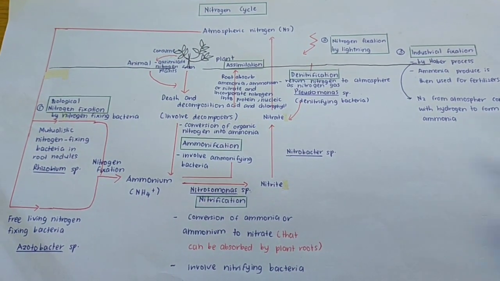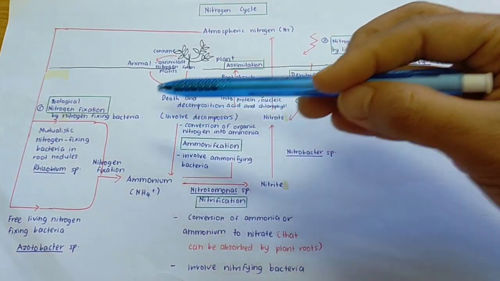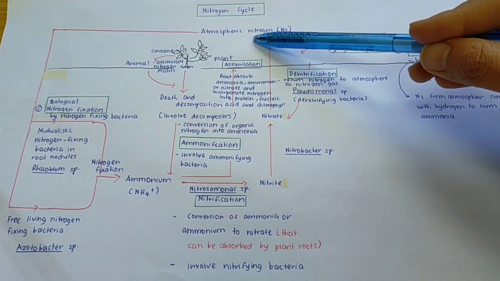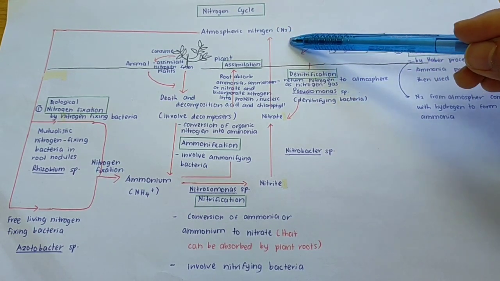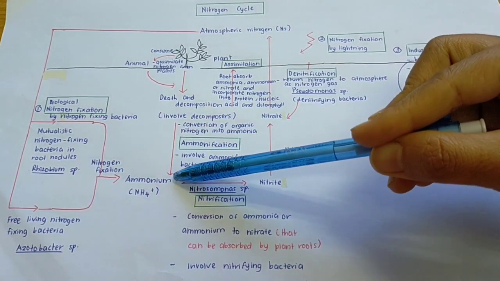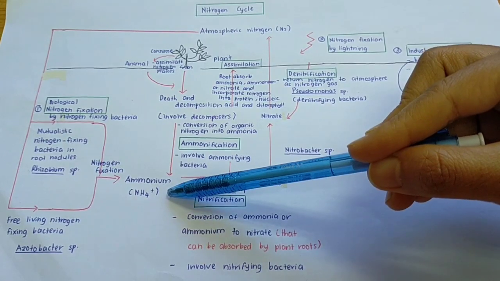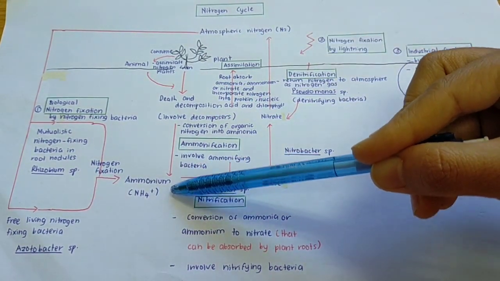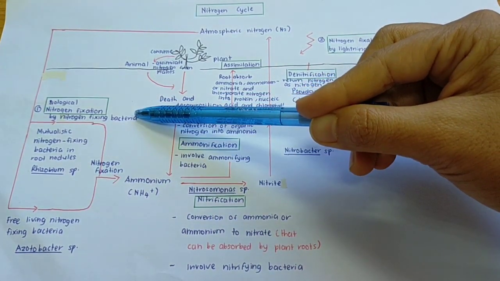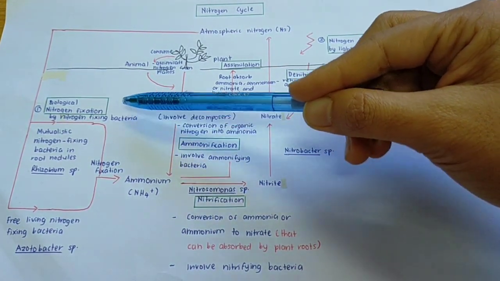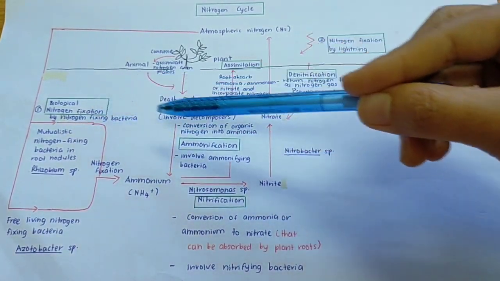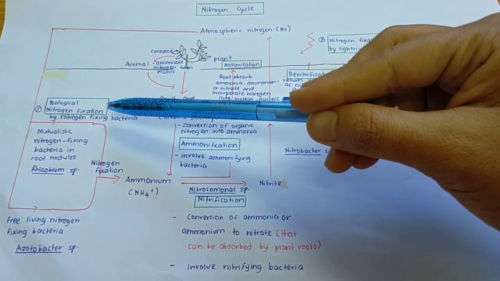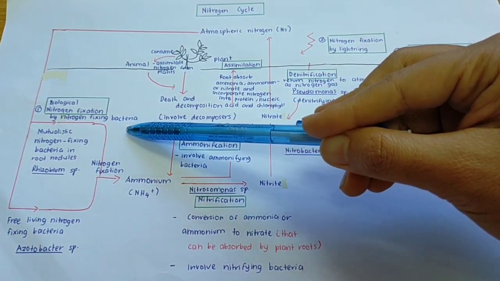Okay, first of all, what is nitrogen fixation? The concept here is that we want to convert atmospheric nitrogen, meaning nitrogen gas, into ammonium or NH4+. How atmospheric nitrogen can be converted into ammonium is by the process we call nitrogen fixation. Okay, so here is biological nitrogen fixation. Biological nitrogen fixation will involve nitrogen fixing bacteria.